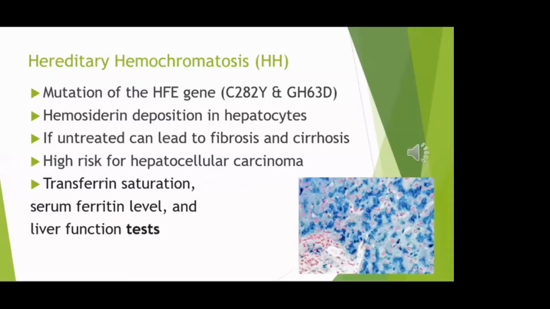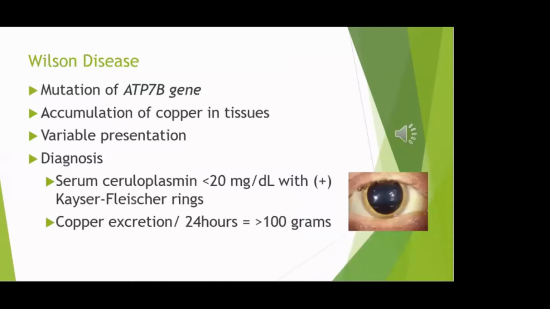Okay, so hereditary hemochromatosis is a mutation of your HFE gene. And there is hemosiderin deposition in hepatocytes. And if it is untreated, it can lead to fibrosis and cirrhosis. And there is a high risk of hepatocellular carcinoma. So usually we measure the transferrin saturation, serum ferritin levels, and liver function tests.